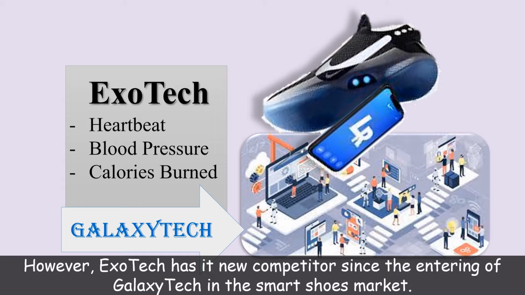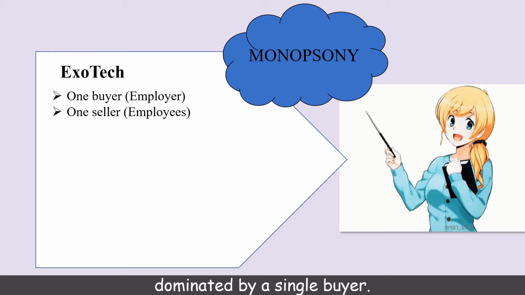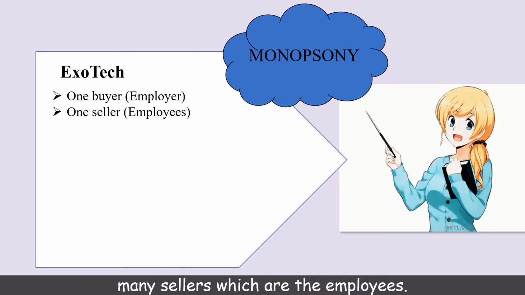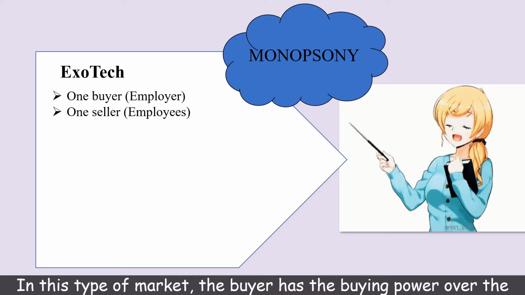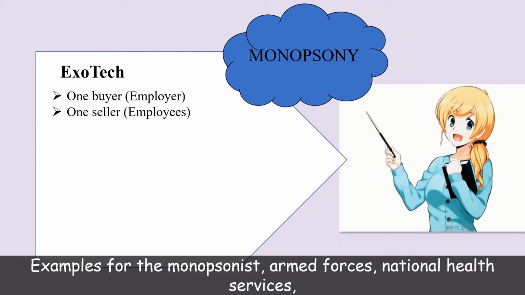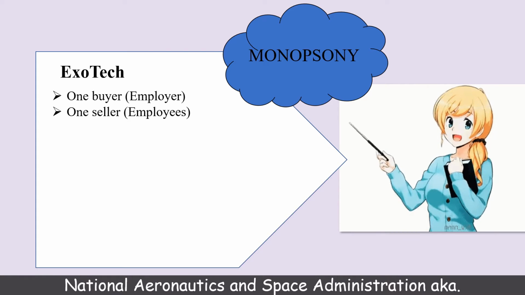However, Exotech has a new competitor since the entering of GalaxyTech in the smart shoes market. The monopsony refers to a market dominated by a single buyer. In the monopsony's labor market, there is only one buyer, which is the employer, and many sellers, which are the employees. In this type of market, the buyer has the buying power over the seller, which means the buyer is also the wage setter. Examples for the monopsonist: Armed Forces, National Health Service, National Aeronautics and Space Administration aka NASA, and so on.